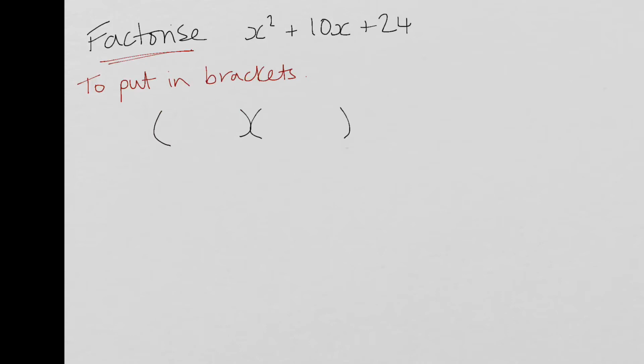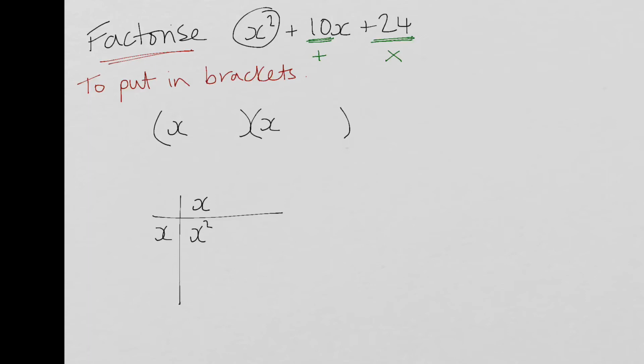Now, because what we're doing is unpicking and reversing what we did yesterday, I need to think of what multiplies to give me x squared. If I think about the brackets that I had to get x squared, I must have had an x in one and an x in the other. And now this is where we're going to use the previous part: 2 numbers that multiply to give me 24, but add up to give me 10. We saw in the previous part of the video that that was the number 4 and the number 6.